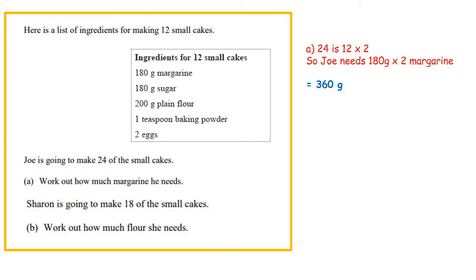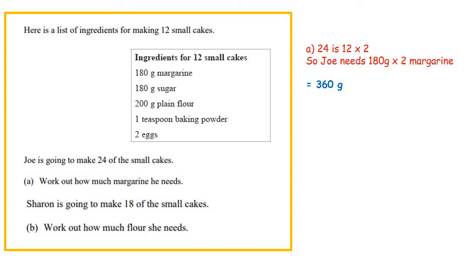Question B, Sharon is going to make 18 of the small cakes. Work out how much flour she needs. So the original is 12 cakes and we need 18. If we look at these two numbers, 12 and 18, we want to find the highest common factor, or indeed a common factor, of 12 and 18. So a number that goes into both 12 and 18.